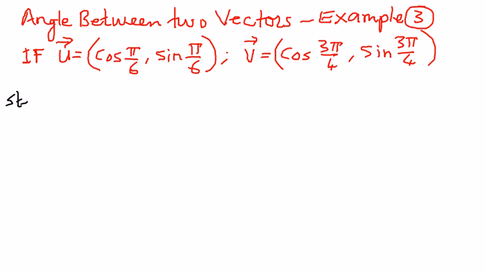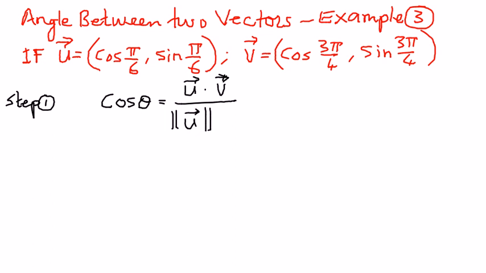Step number 1. We know that the measure of the angle between two vectors is given to us as cosine theta is equal to vector u dot vector v, a dot product between vector u and vector v, divided by the magnitude of vector u times the magnitude of vector v. So that is the formula. We will use that formula to find the angle between these two vectors.